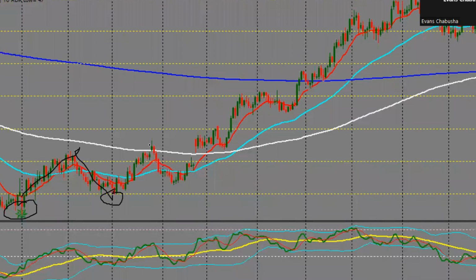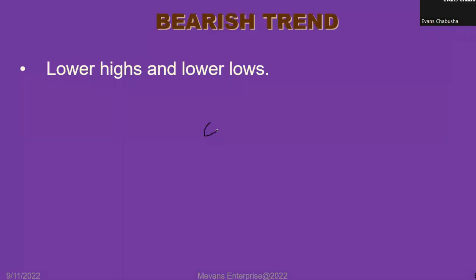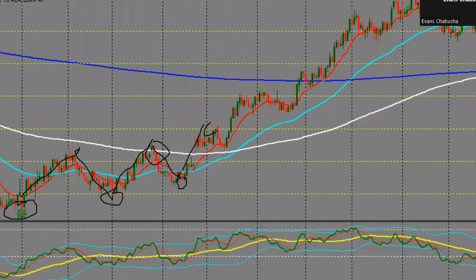It moved again and made a higher high there. It moved down, a higher low. It moved up like that, a higher high. It went down, a higher low. It went up like that, a higher high. It went down, a higher low. It went up, a higher high, a higher low, a higher high, a higher low, a higher high.